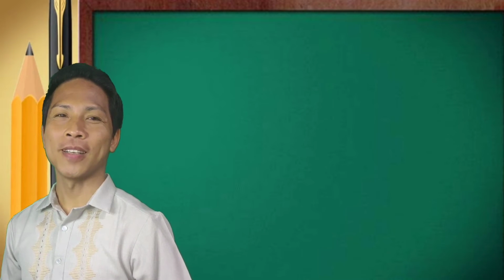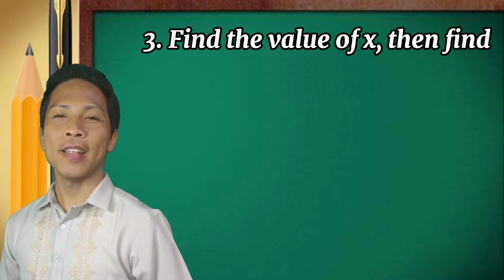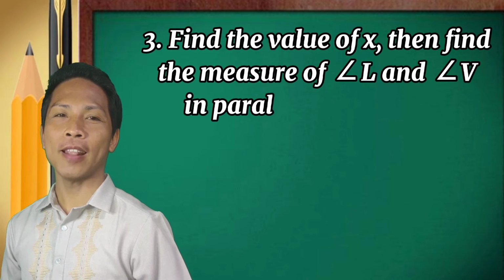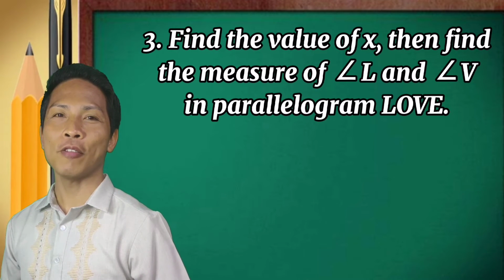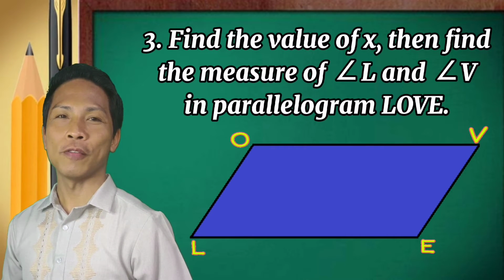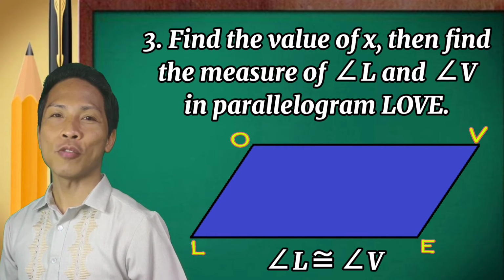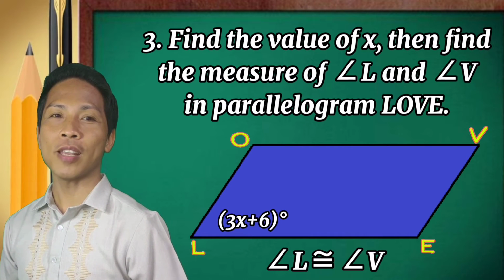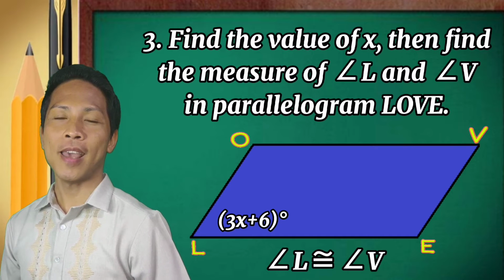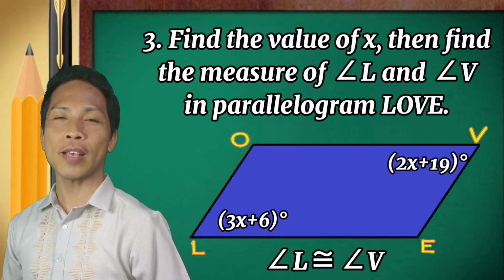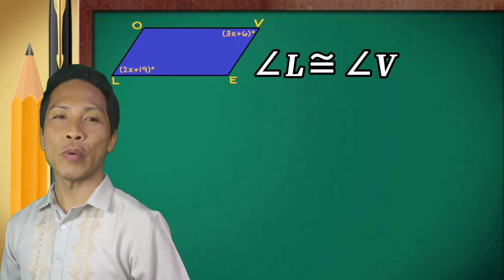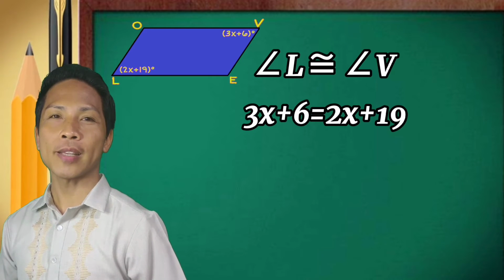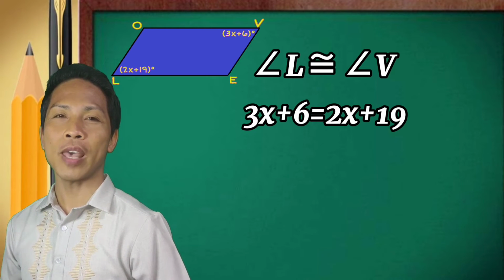Third example, find the value of x, then find the measure of angle L and angle V in parallelogram LOVE. Let us solve. Angle L is congruent to angle V. Angle L is equal to 3x plus 6. Angle V is equal to 2x plus 19. So we have now the equation 3x plus 6 is equal to 2x plus 19.